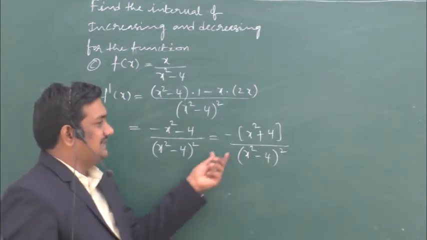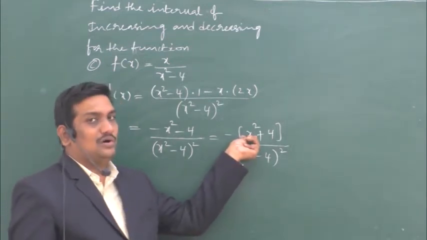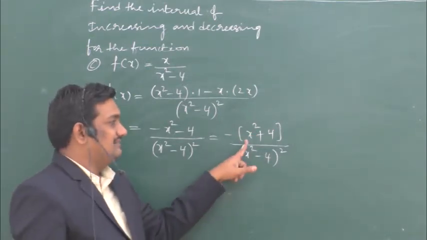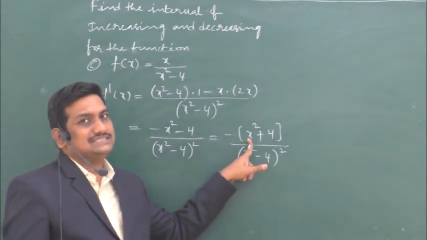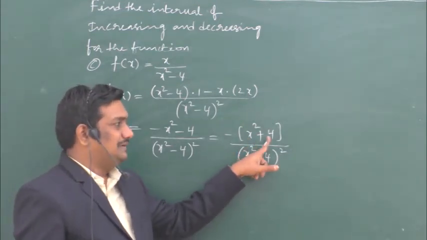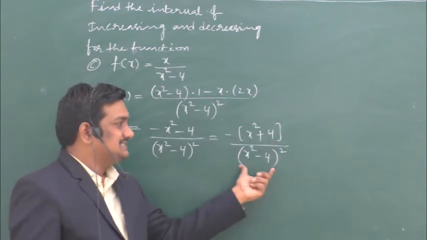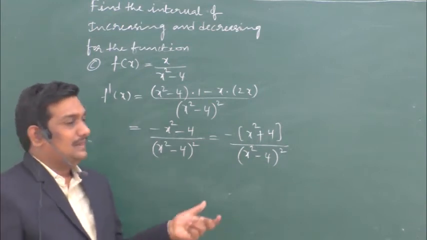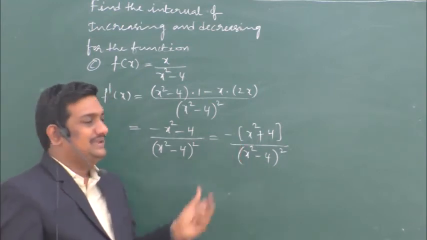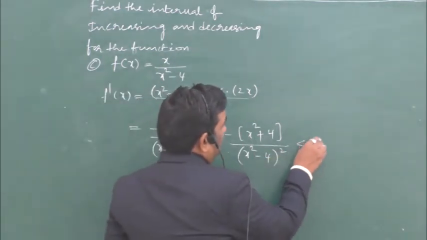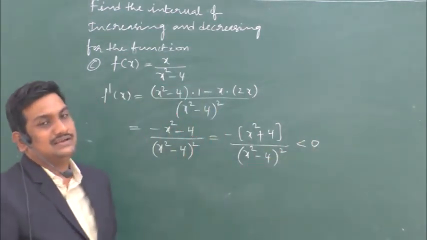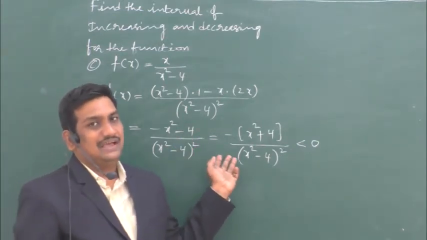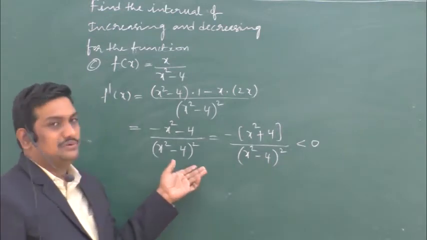You can see that whether the x value is positive or negative, x² is always positive. Positive value plus 4 is positive, divided by something whole squared, it is also positive. Positive value by positive is positive. Positive value with a minus sign will be negative. So it will be negative for x positive or negative, except the values x equals to -2 and +2.